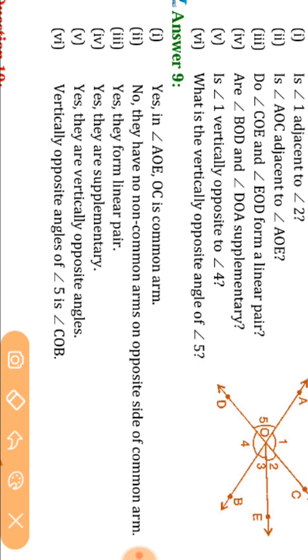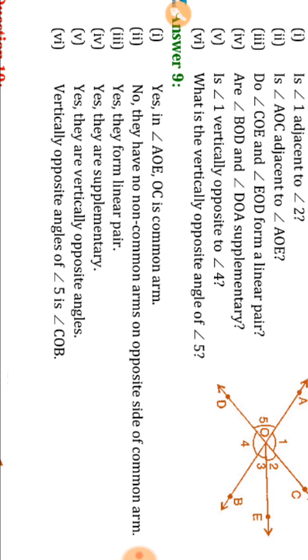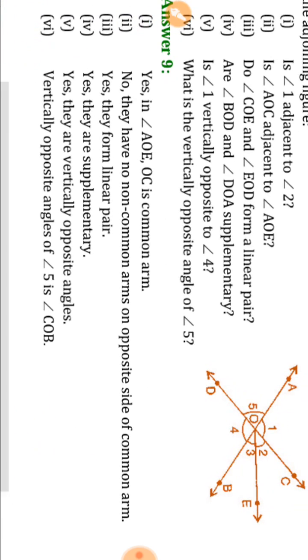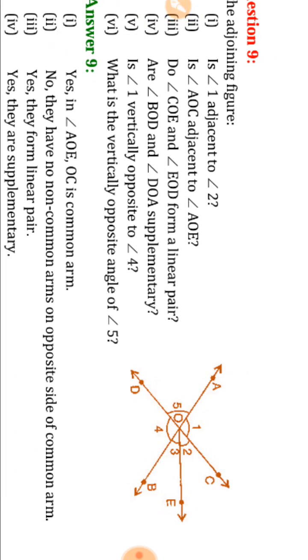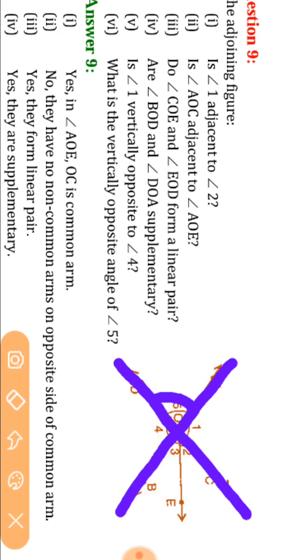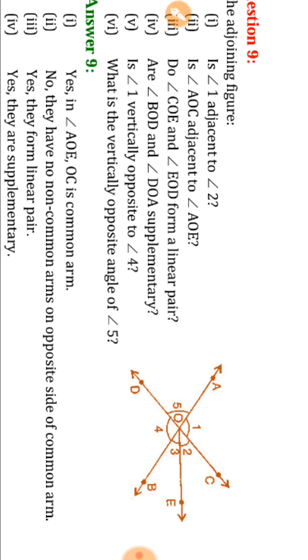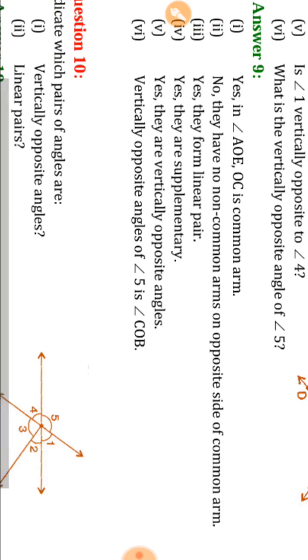Then the fifth one. Is angle 1 vertically opposite to 4? Yes, because it creates an X. Yes, it is. Then what is the vertically opposite angle of 5? See, angle 5 is here. We have to go straight along the line. A is going back to B, then the vertical angle is COB. So the vertically opposite angle is COB, which is 2 plus 3.